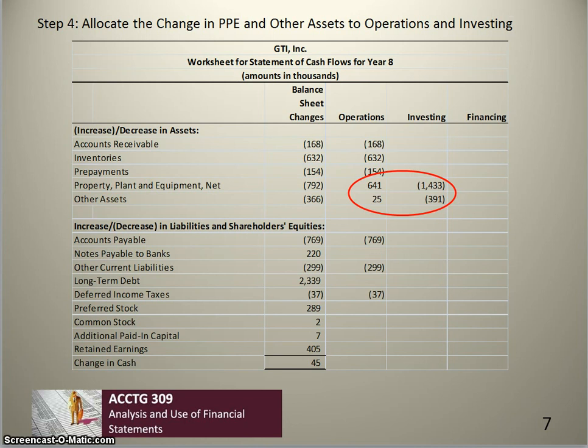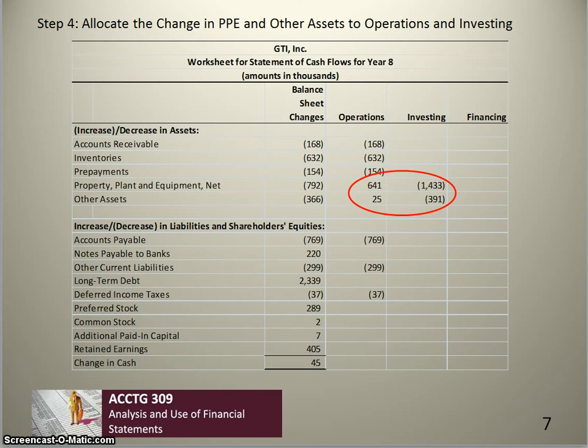The next step is to allocate the change in the property, plant, and equipment and other asset accounts to operations and investing. For PPE, note that there are 2 things that drive the change in the balance sheet account. First is depreciation. We were told depreciation was $641,000 in the year. And the other event which changes the plant, property, and equipment account is the purchase of additional property, plant, and equipment. We were told none was sold this year, so only the purchase needs to be factored in.